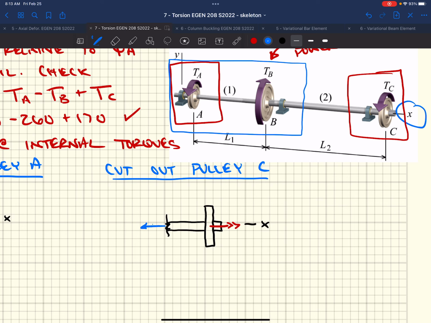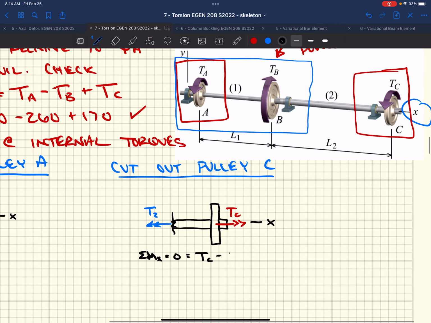I'm also going to apply a vector now to the left in 2, right? This is the internal torque that's going to be in shaft 2. I'm going to sum moments about the x-axis, right? Got to label this. This is T sub C minus T2 equals 0. Well, that means TC equals T2. That means T2 equals 170 Newton meters.